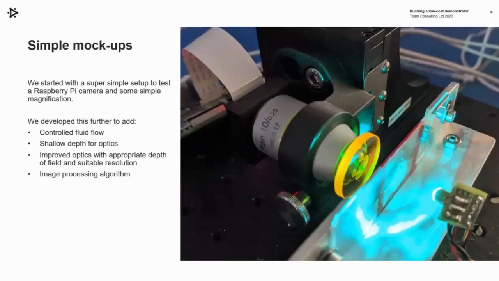So we started with quite a simple setup. We actually started with some static slides, trying to get the optical setup set up so that we could test out the idea of using a low-cost camera, in this case a Raspberry Pi, with some simple magnification, illumination, and filters. This sort of highlighted that we needed to do a bit more work, particularly around introducing fluid flow in a controlled way, reducing the depth of field for the optics, and getting the resolution so that we can actually pass that through to an image processing algorithm.